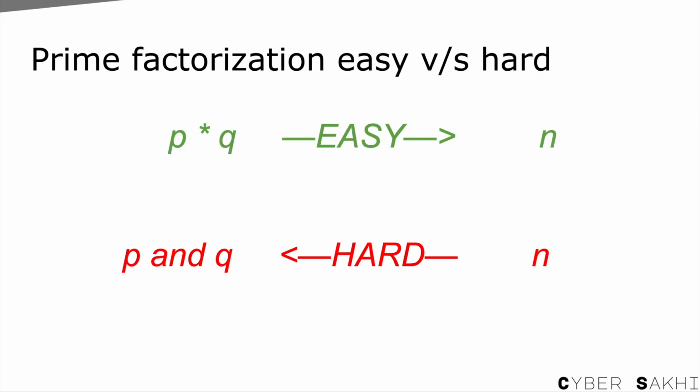Here's the kicker. Even though n is out there for everyone to see, figuring out which two prime numbers were multiplied to get n is an incredibly hard problem, even for the fastest computers we have today. For computers, multiplying two numbers is easy peasy, like snapping your fingers. But factoring n back into its original primes, that's like asking a snail to climb Mount Everest.